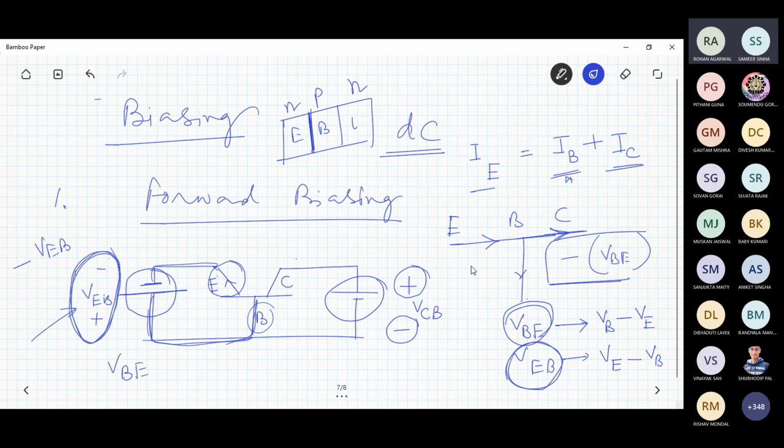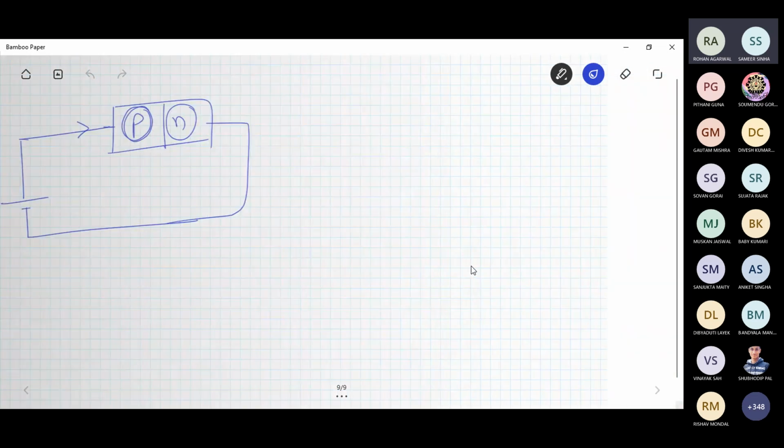What I have written in this way, minus VEB, I have written here, in this terminal. I gave the sign because that's what you are accustomed to. Specifically, I have given it to show that this terminal is negative, this terminal is positive, and that is why I have written VEB. In most cases you should write VBE. Understood? So if you are giving plus and minus, be careful. This is the PN junction concept.